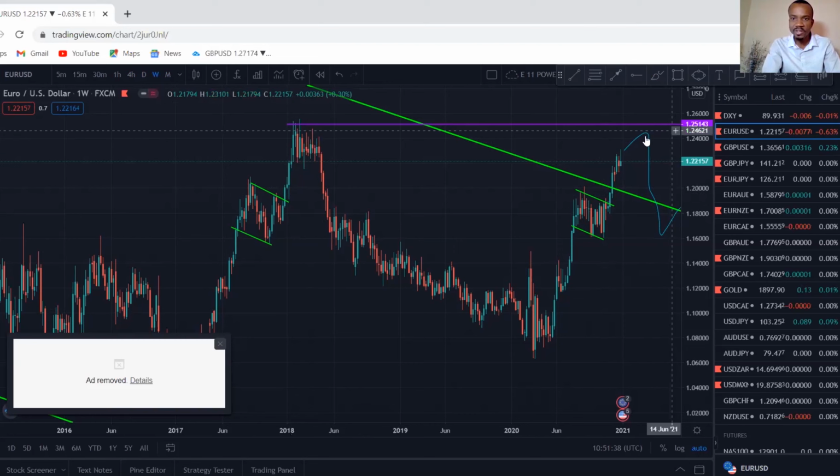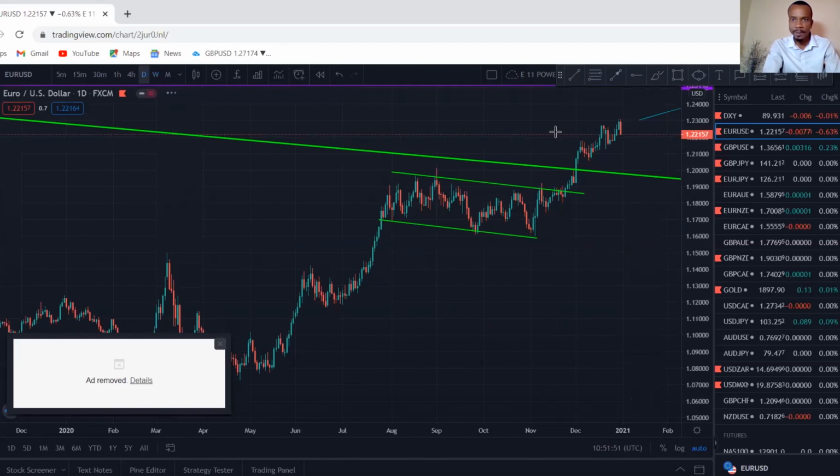So we anticipate that around this area, price may consolidate and then drop back in, and then maybe around this area form a head and shoulders and then shoot to the downside. So that's what we're anticipating on a long term, on a monthly time frame and a weekly time frame.